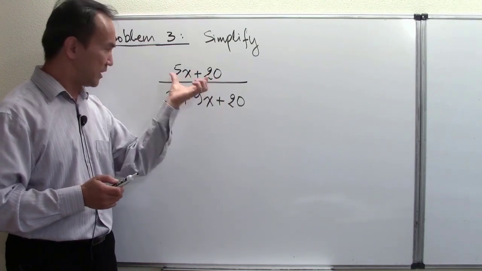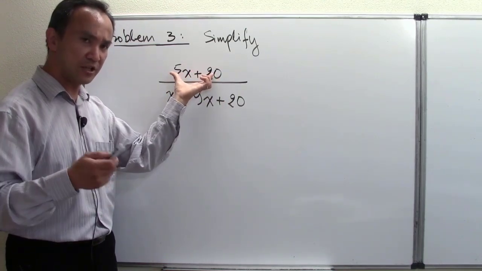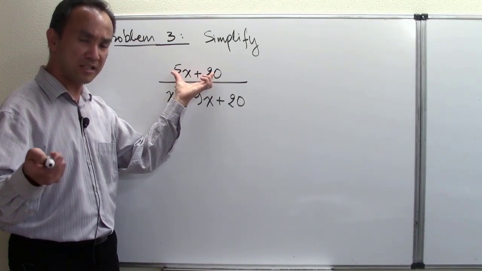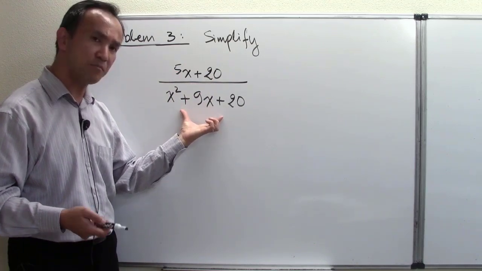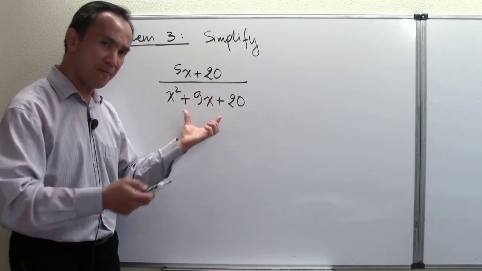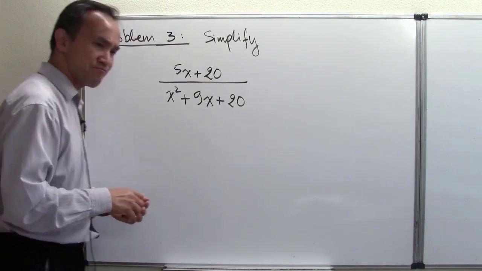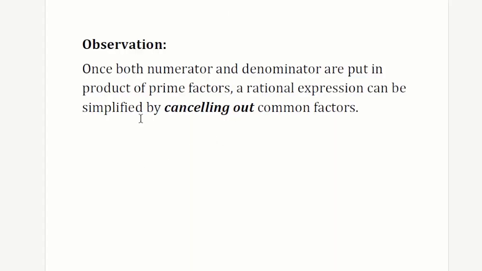And then at the bottom line, the numerator of this rational expression has not yet been put in as a product of prime factors. The same way with the denominator, this denominator has not been put as a product of prime factors. And so, to meet this requirement, the observation we've made here has naturally turned into a requirement. A rational expression can be simplified by canceling out common factors. So that seems like a method, but it can only be done once both numerator and denominator are put in a product of prime factors.